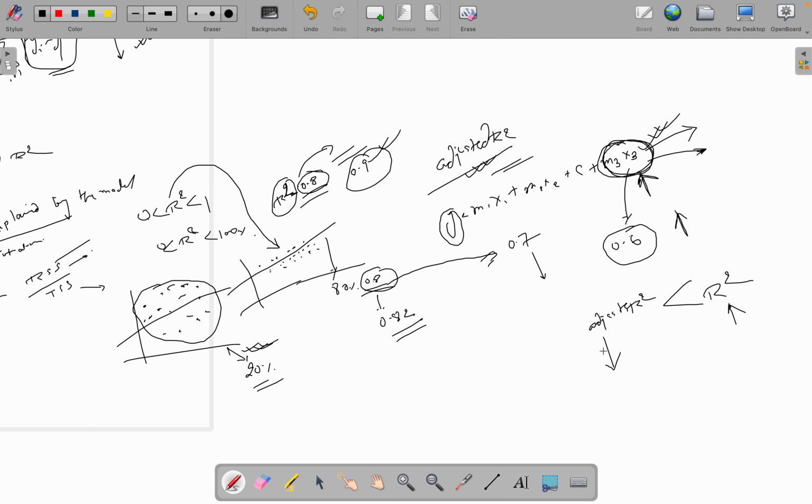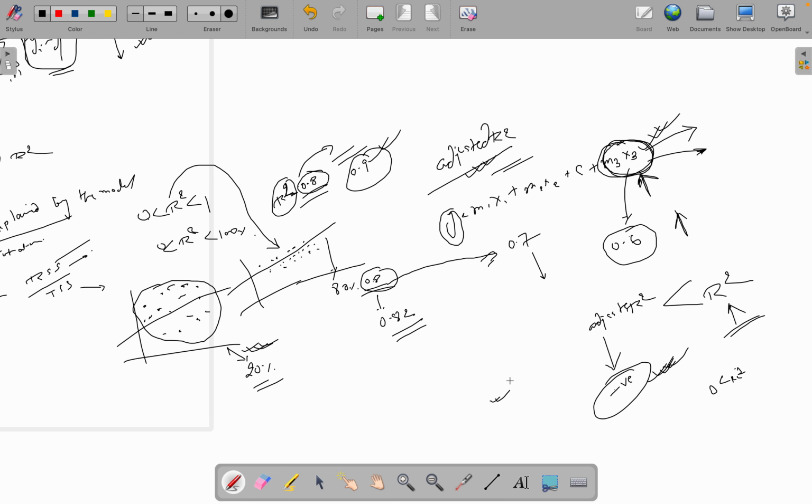And this value ranges from 0 to 1, and the adjusted R square value can be negative. Sometimes in the interview they ask whether the adjusted R square value can be negative or not. So remember this. Yeah, so these are the 4 evaluation metrics we have.